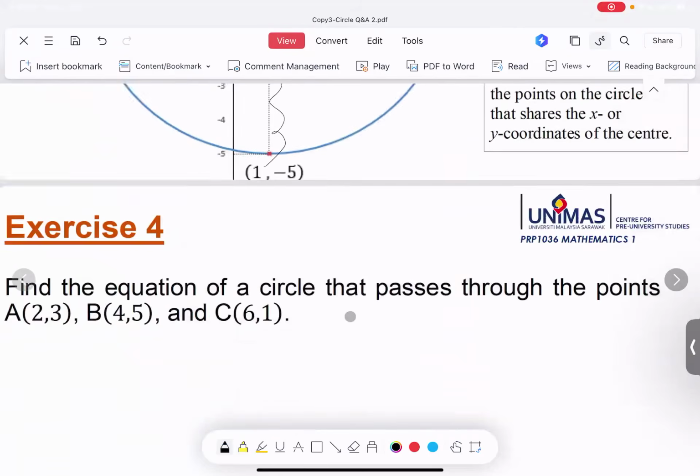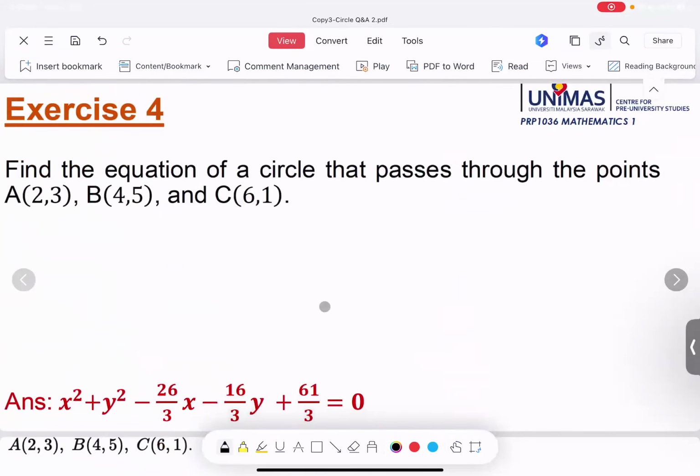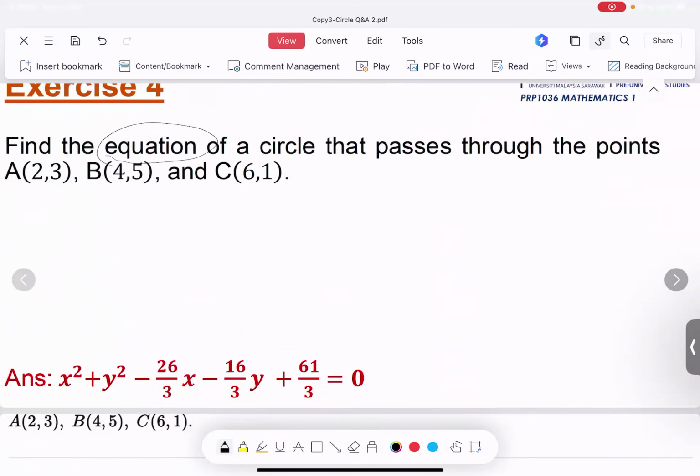So now we move on to example number 4. Find the equation of a circle that passes through the points. We have 3 points here, A, B, and C. We have 2, 3, we have 4, 5, and 6, 1. So you're going to write an equation, okay?